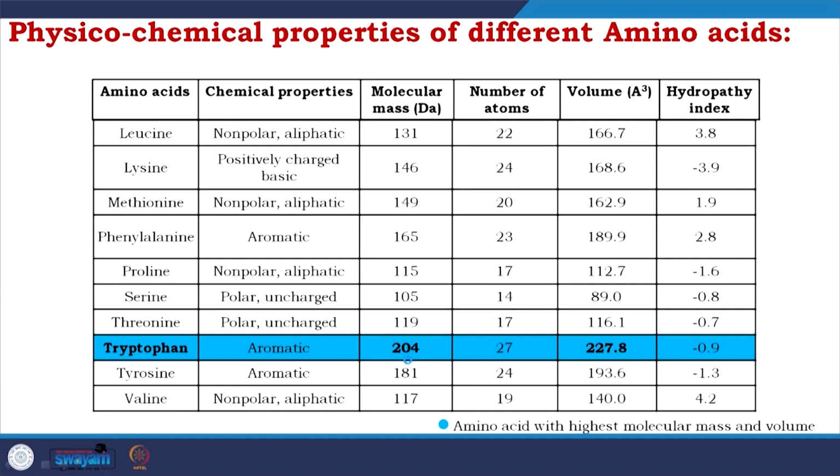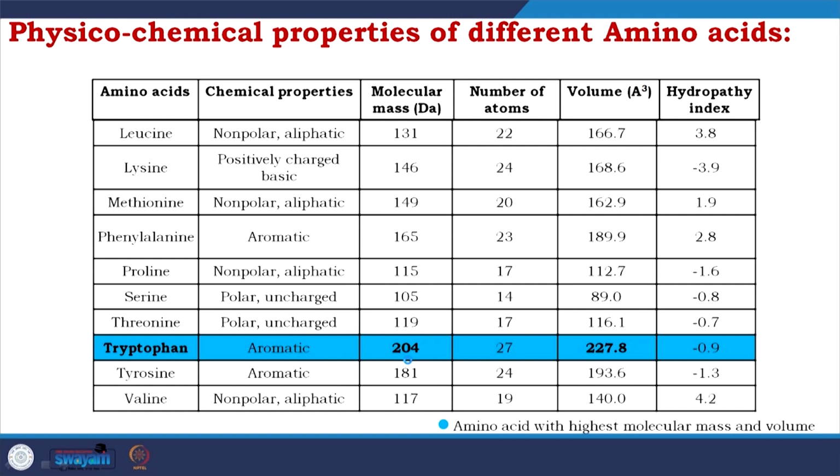Follow this. Coming to physicochemical properties of different amino acids, you will see the chemical properties. We have already talked about leucine, non-polar aliphatic, lysine, positively charged basic, methionine, non-polar aliphatic, phenylalanine aromatic, proline, non-polar aliphatic, serine, polar uncharged, threonine, polar uncharged, tryptophan aromatic, tyrosine aromatic, and valine non-polar aliphatic. So in that way you could get the chemical properties.